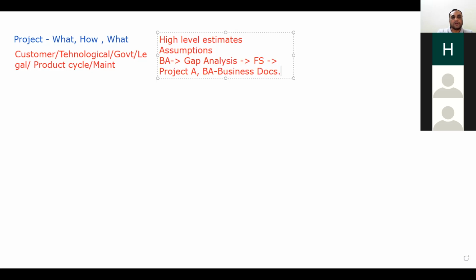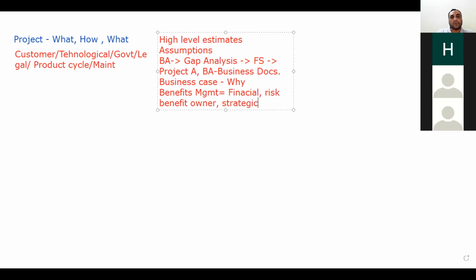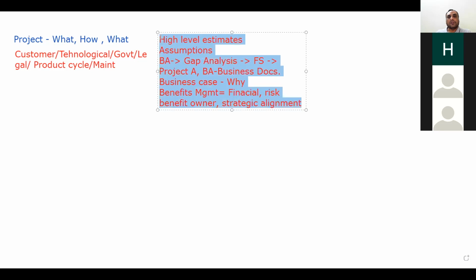Business documents are the business case, which contains the reason why we are doing the project, what the objectives are, and the benefits management plan, which contains the financial calculations like NPV, IRR, ROI, cost payback period, and benefit to cost ratio. Assumptions you have made, what the higher level risks will be, who the benefit owner will be so you can relate with him, and what the strategic alignment of your organization or the customer will be for performing the project. So this will be the task done pre-project. These are pre-project tasks done by the business analyst.